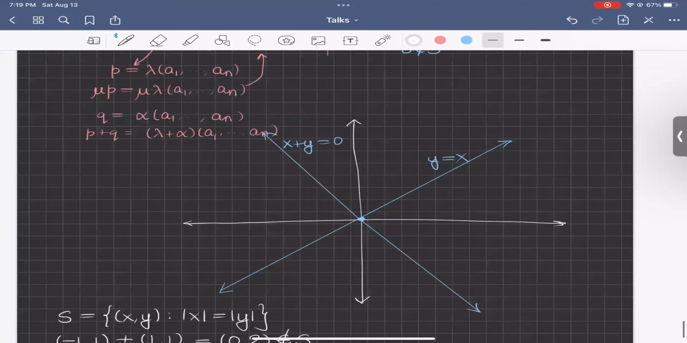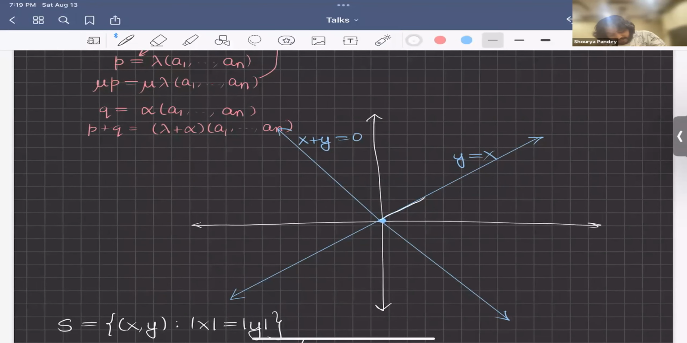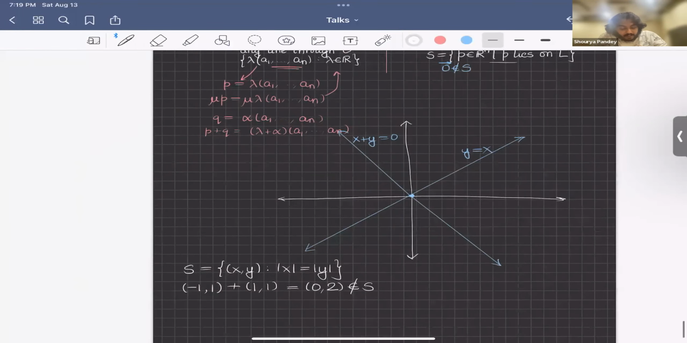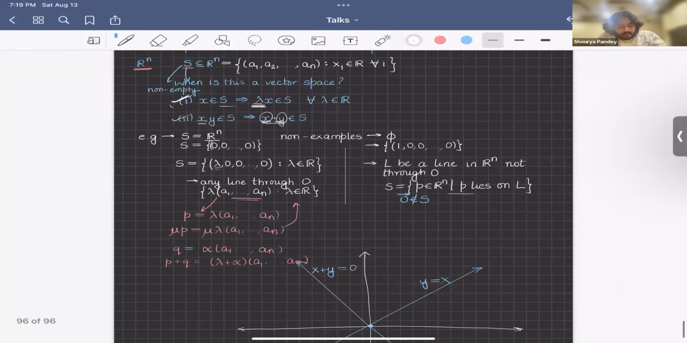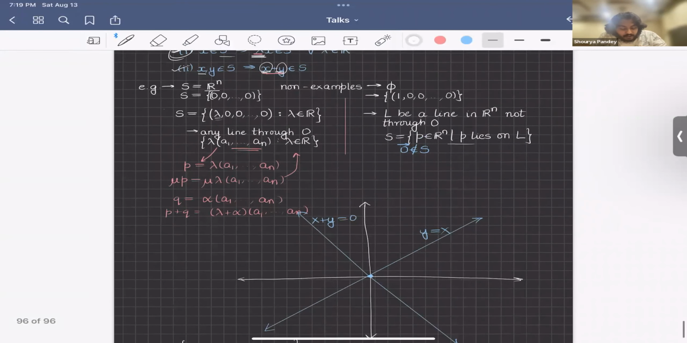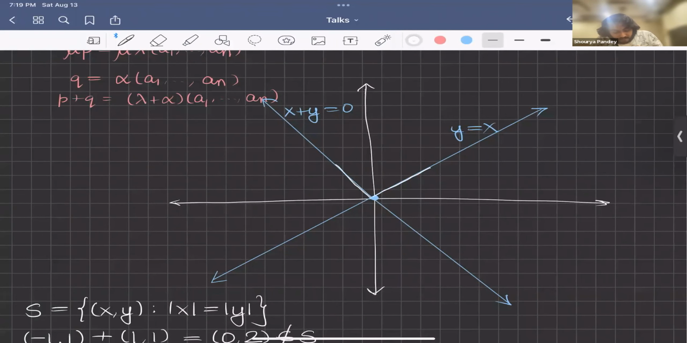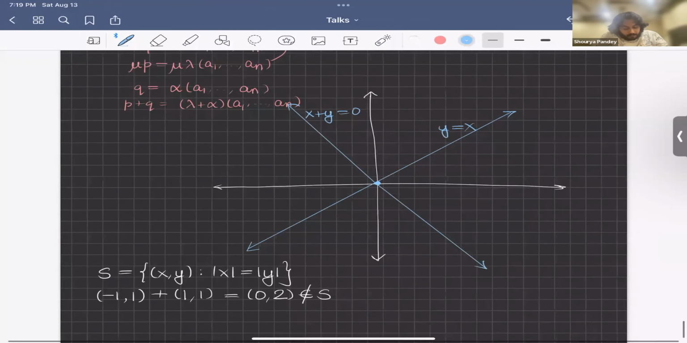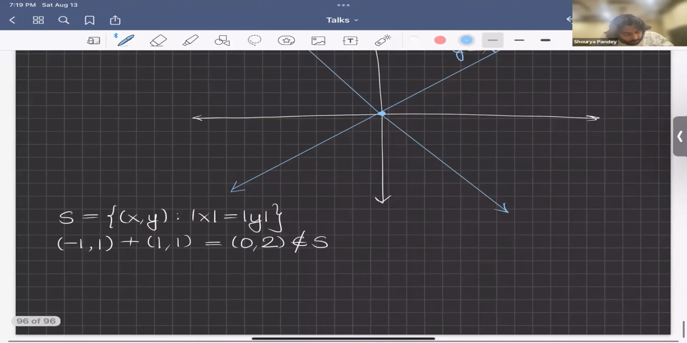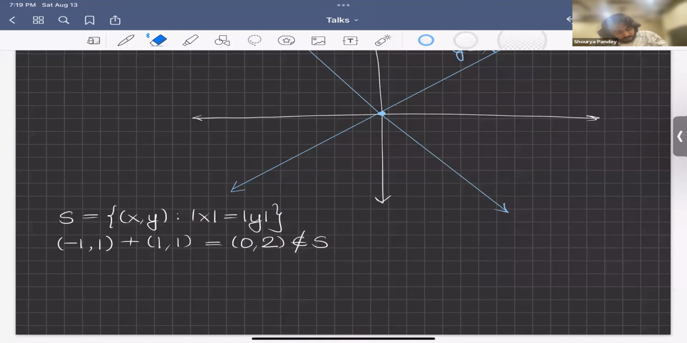So the first condition is never violated here, but the second condition gets violated, because if you take a point on this line and a point on that line, then their sum is somewhere over here. That's a problem. Which is why this is a non-example. In general, the union of, well, okay, I'll talk about that later. So this is a non-example.